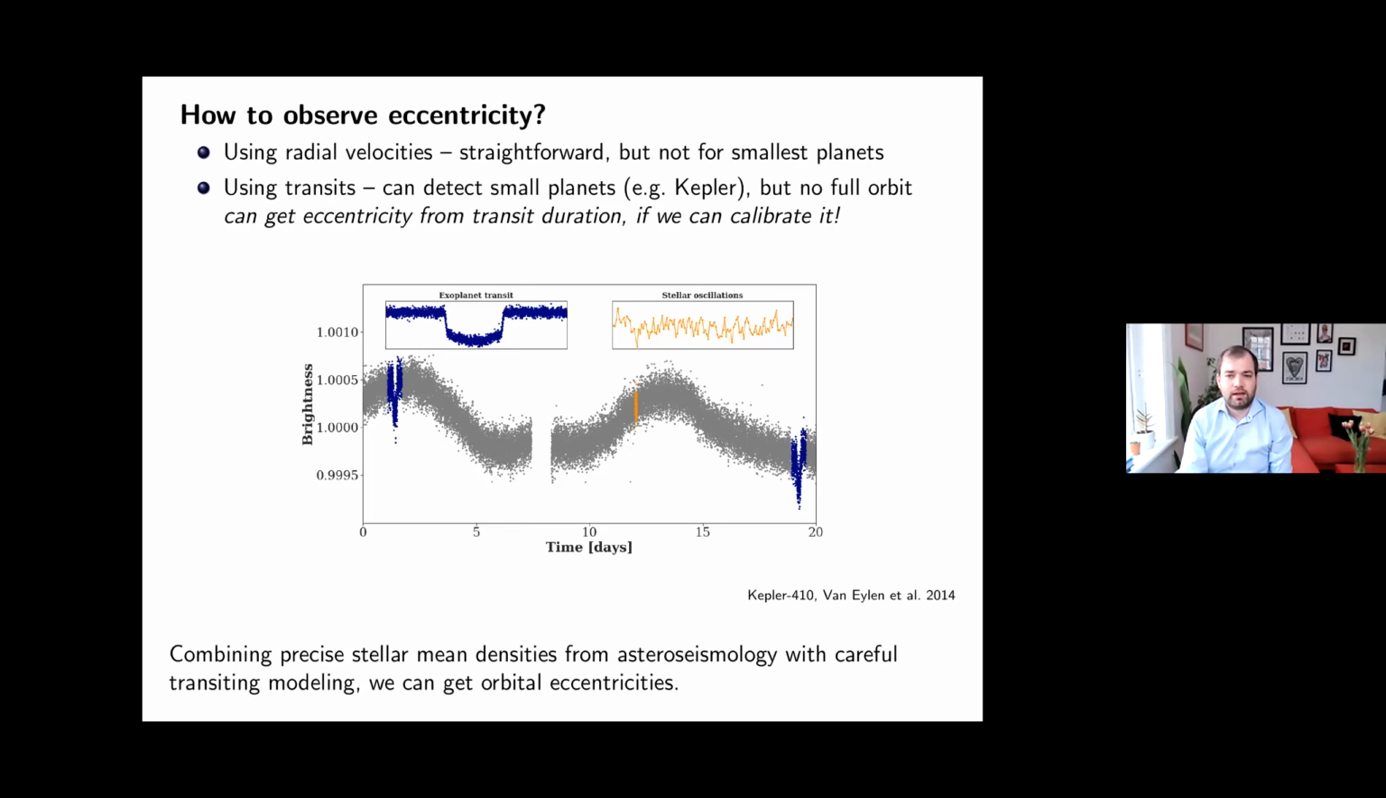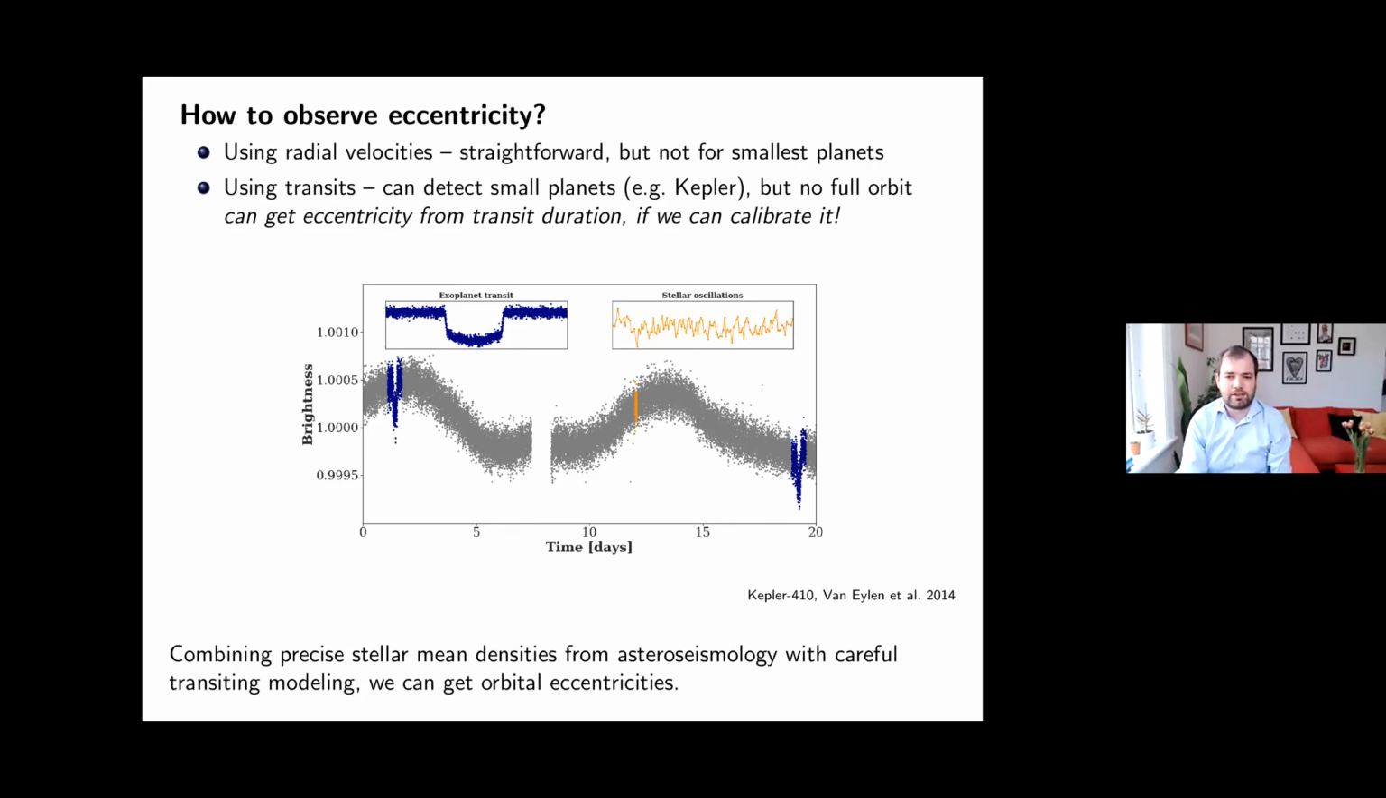And so if we do all that, if we use asteroseismology to get a very precise stellar density, and then also measure transit durations very precisely, and both of these are actually not very straightforward at all, but I'm going to gloss over the methodology a little bit to show you the results. But if we do those two things, then we can get orbital eccentricities out. And so that's what we did.